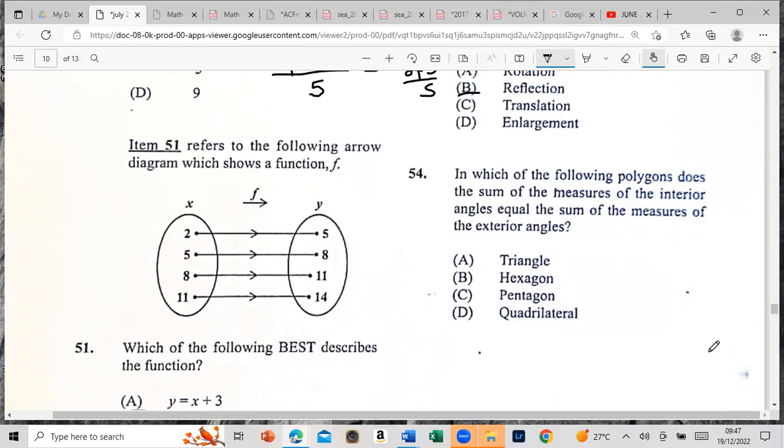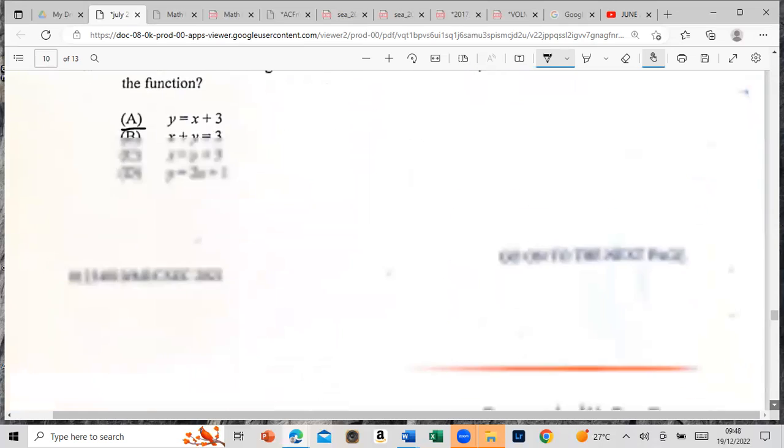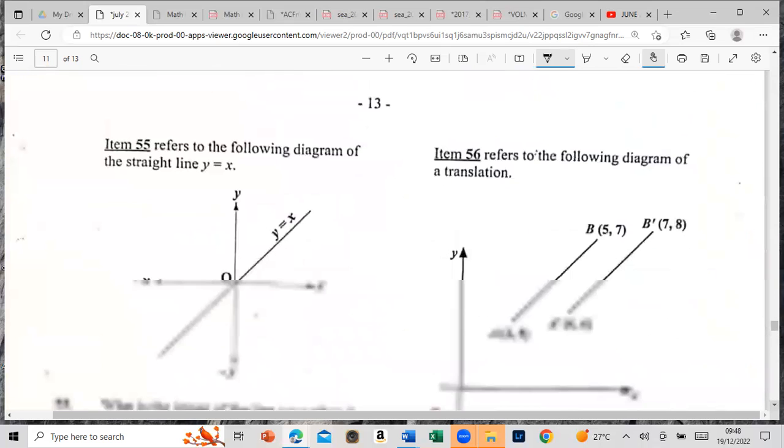Alright, so the exterior angles of all polygons add up to 360 degrees, right? So it would be a quadrilateral, since its interior angles add up to 360 degrees also. Alright, so let's move on to 55.